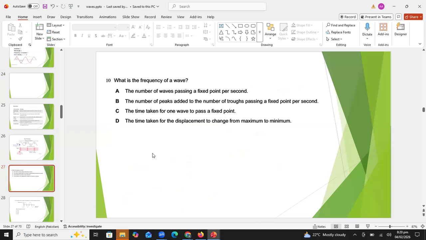In option A, they are saying the number of waves passing a fixed point per second. In option B, they are saying the number of peaks added to the number of troughs. The time taken for one wave to pass a fixed point. In option D, the time taken for the displacement. So, Inaya and Zurez are saying C is the right answer. Hafsa is saying B. What about the other students? Which one is the correct answer?